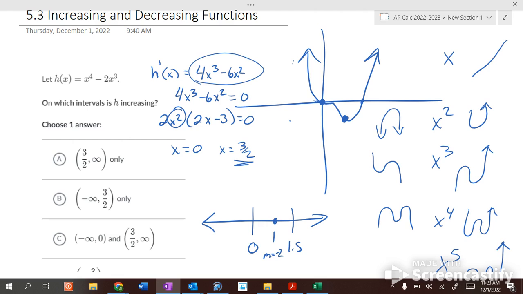What's a number on the other side of 0 that's an easy number? Negative 1. If we put negative 1 in here, we get a negative 4 minus 6, which is a negative 10. Our slope is a negative number, so we know it's decreasing here. It's still decreasing. What's a nice number after 1.5? 2. So if we stick in a 2, we get 2 cubed is 8 times 4 is 32 minus 24 is a positive 8. The slope is positive. So these are where it changes. So the answer is it's only increasing from 3/2 to infinity.